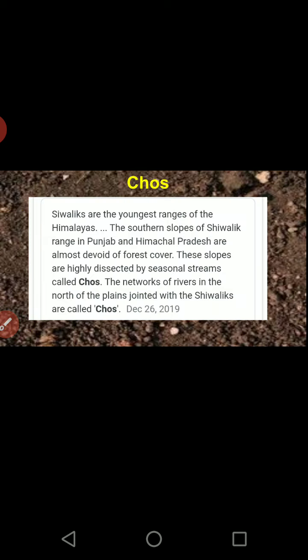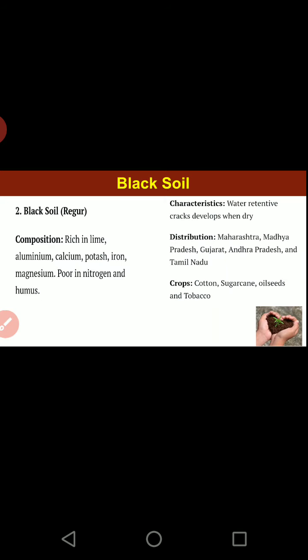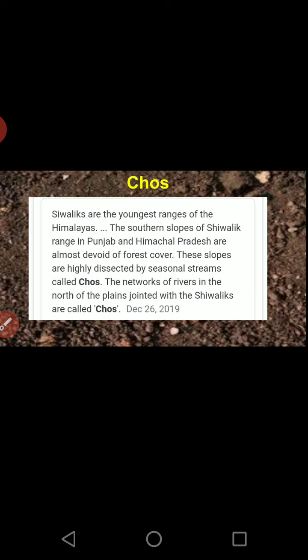And then you go ahead with Khos. They are known by the name Khos in the region of Punjab and so on. The Shivaliks are the youngest ranges of the Himalaya, and the southern slopes of the Shivalik range in Punjab and Himachal is where they are called Khos. So it is Duars, Terai and Khos. Right? So till here we are going to do today.